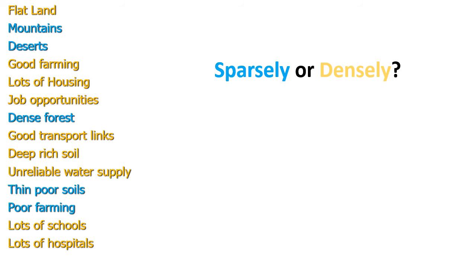Lots of schools. If there's lots of schools, people want to live there. They want to live near the schools so their children get a good education. And lots of hospitals. More people will move to an area if there's good healthcare there. You can support more people, so therefore it's densely populated.